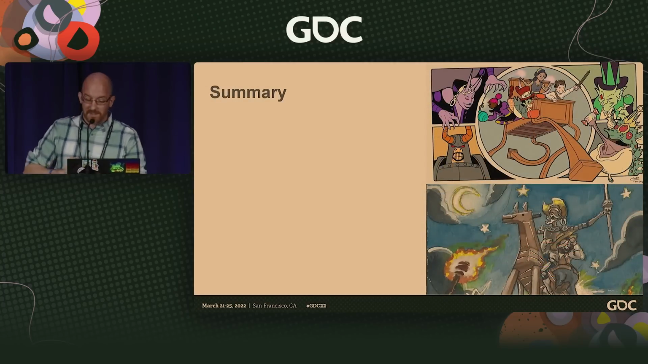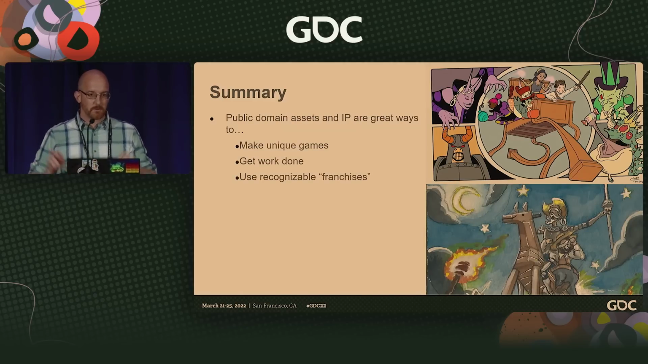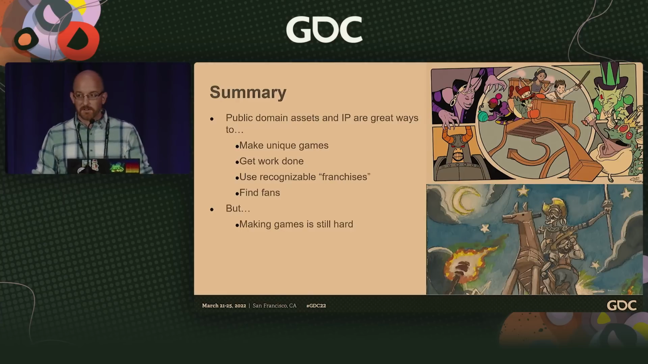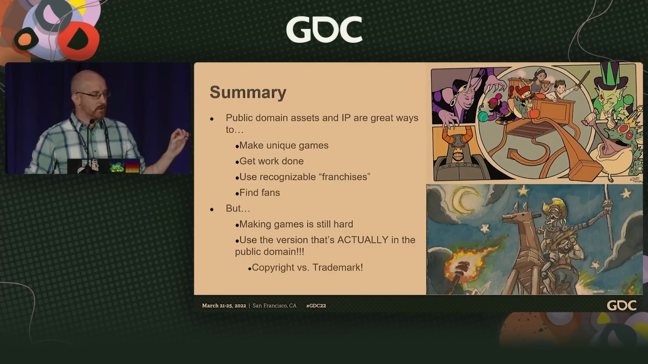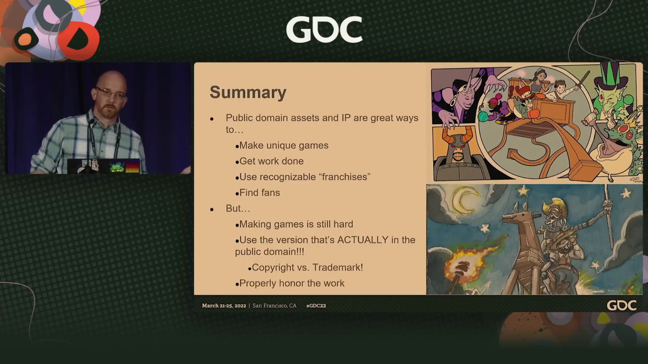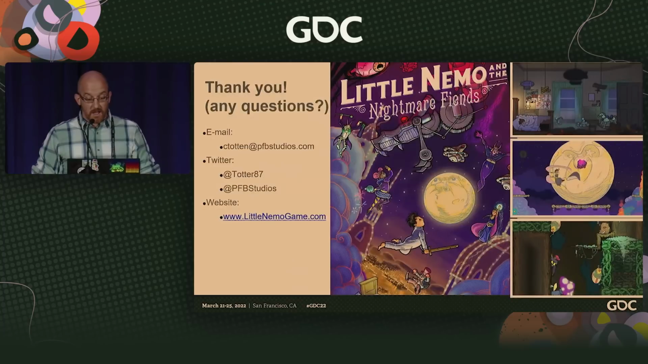So, to summarize, public domain assets and IP are great ways to make unique games, get work done, use recognizable franchises, find fans, but making games is still hard. Remember to use the version that's actually in the public domain. Remember to read about copyright versus trademark. And please, please, please properly honor the work. Don't just make a cheap knockoff. And that's it from me.